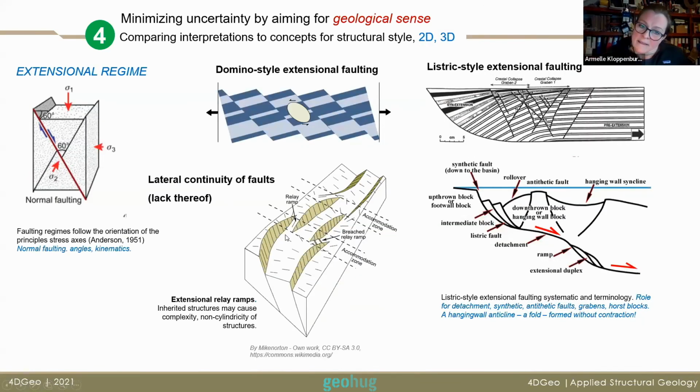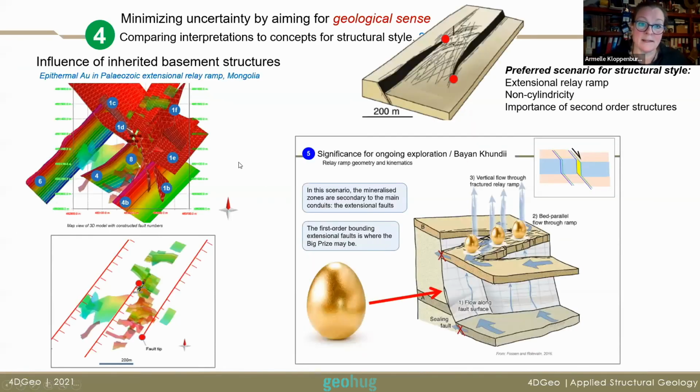I should say, the location of these relay ramps is often dictated by complexity that sits underneath, by inherited larger scale faults in the basement, inherited basement faults. And here's an example from southwestern Mongolia, the Bayanhundi epithermal gold deposits. On the bottom left here, you're looking at a map, and you can see, color-coded for depth, a whole series of zones that have high gold values. And you can see that these zones are relatively short, but collectively their envelope, if you like, forms a rather long zone.